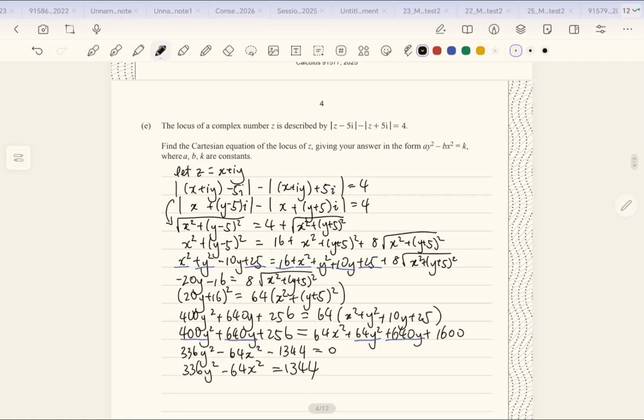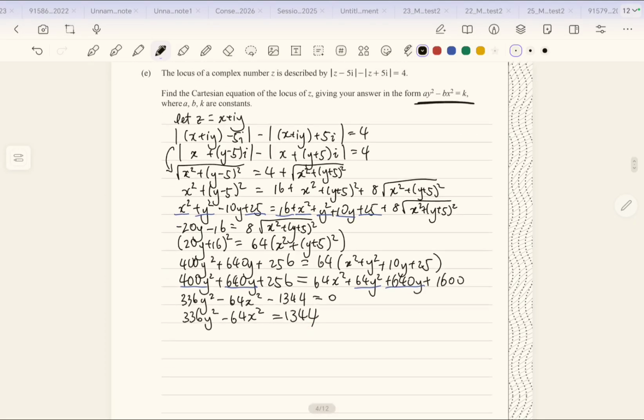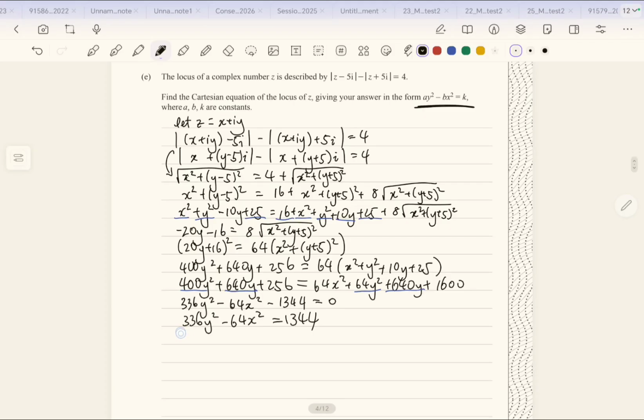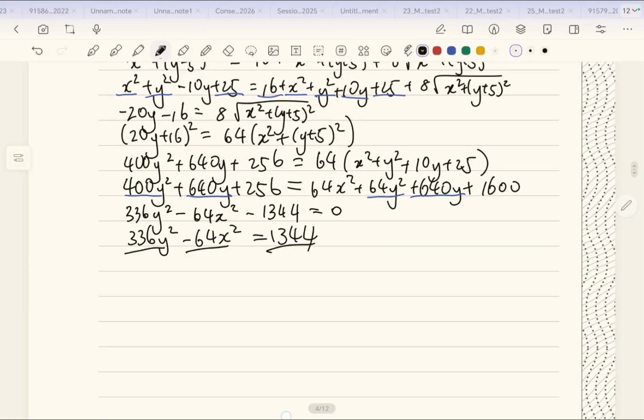because if we go back to the beginning, we're required to find the Cartesian equation of the locus of z, giving you an answer in the form ay squared minus bx squared equals k, where a, b, k are constants. So I have ay squared minus bx squared equals k. So we're in this form already. And for our last step, it's always good just to reassure, to write your thing down. So we have a, b, and k are constants. So we have a equals 336, b equals 64, and k equals 1344, and hence solved.